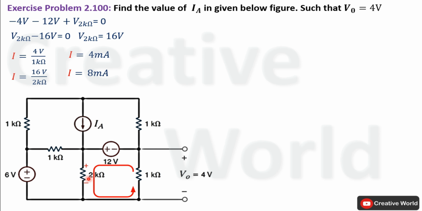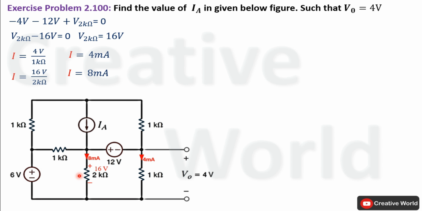Direction of current, this 8 milliampere will be downward, because in order to make this terminal positive, current should enter from here and leave from this terminal. Same case will be with this 1 kilo ohm resistance, because it also have same polarity across its terminal. Modify the circuit by indicating currents through these branches with their directions.